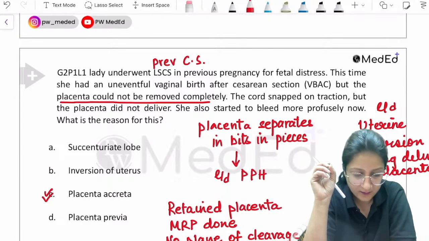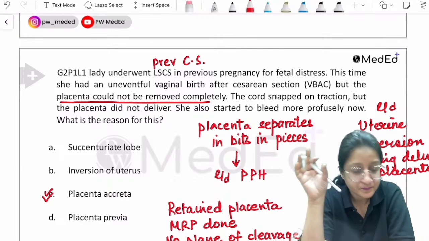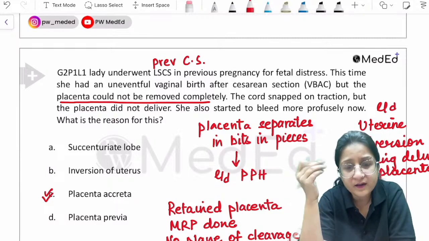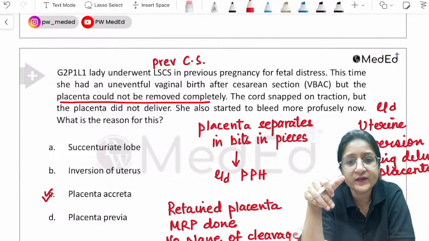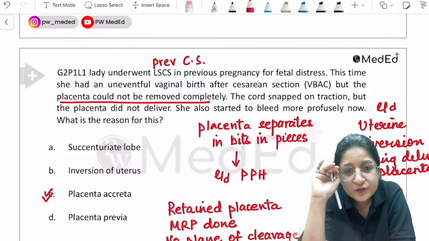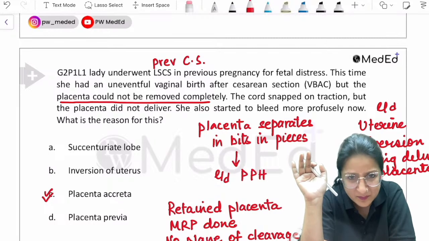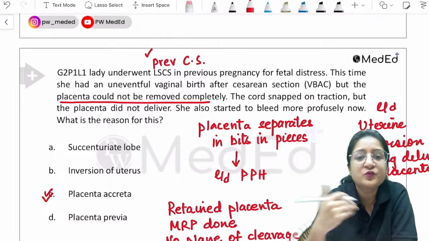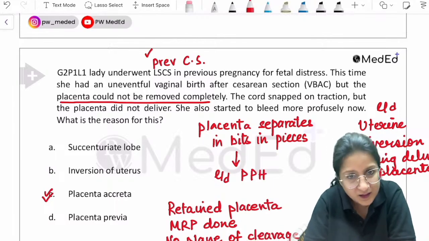Okay, Mohit? I didn't get what confusion you have here, because this was a very straightforward question. There is absolutely no confusing thing here. The placenta could not be removed completely, and a history of previous cesarean section goes more in favor of a placenta accreta.